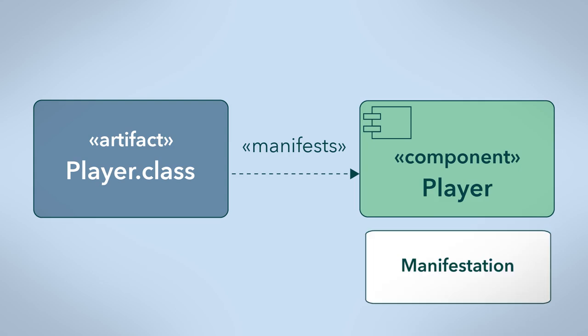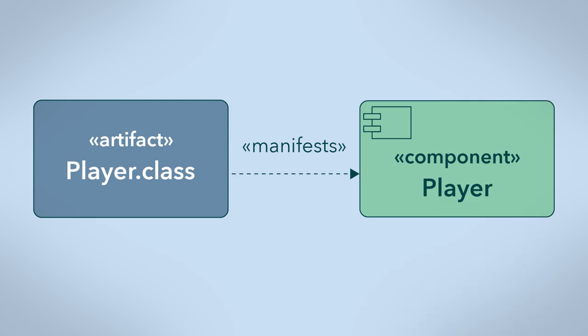Manifestation is shown in the manifests relationship here, where an artifact is a physical realization of a software component. The player class file manifests the player component, the encapsulated unit that contains all the functionality of a player. The player class file results from compiling the player Java file for the player component. Let's take a look at a complete example of a deployment diagram.